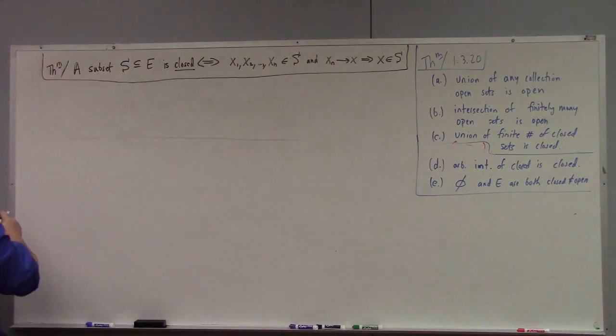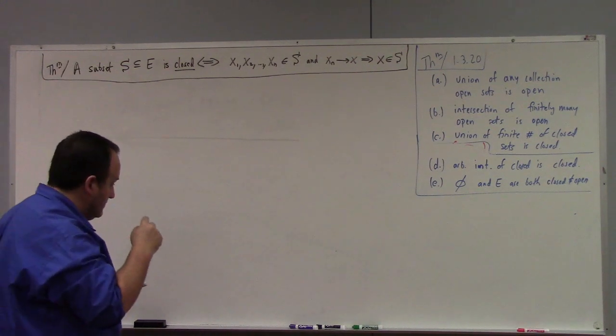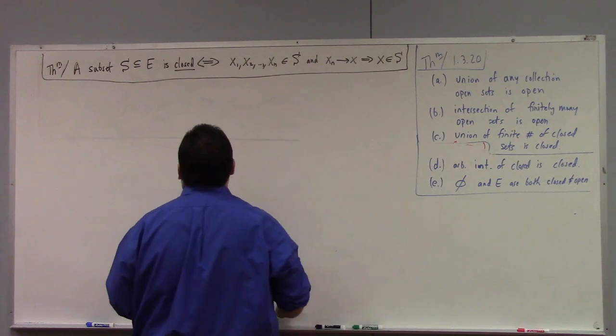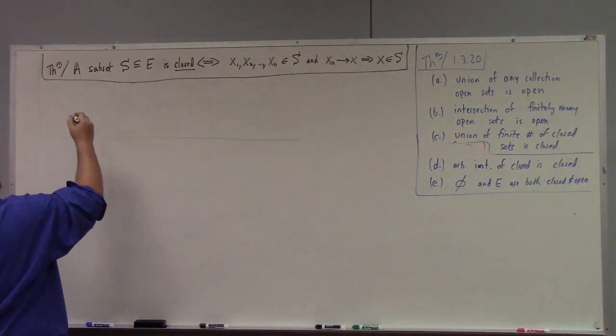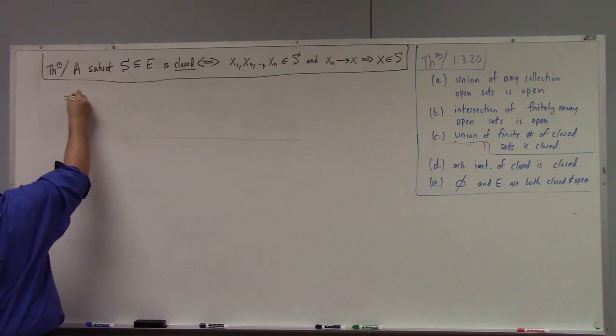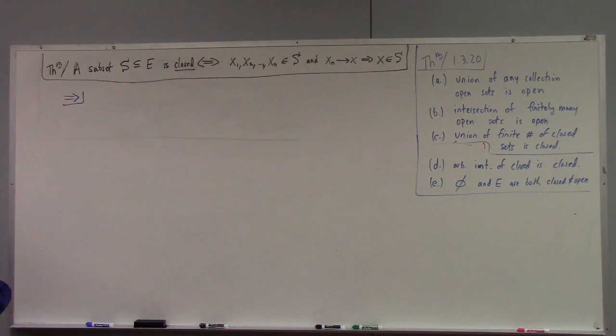So what this theorem is saying in words is simply this: a closed subset is one for which every convergent sequence in the subset converges to a point in the set. All right, so let's look at the proof, right?